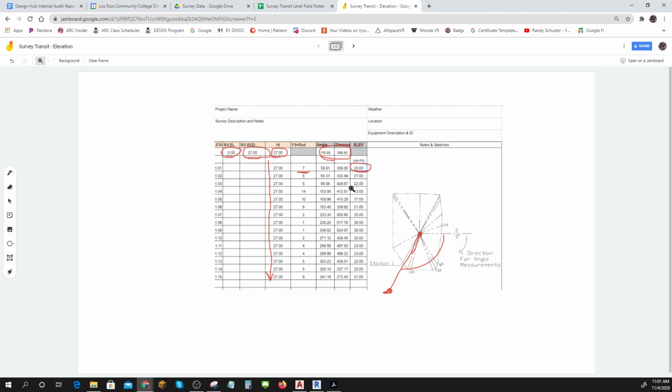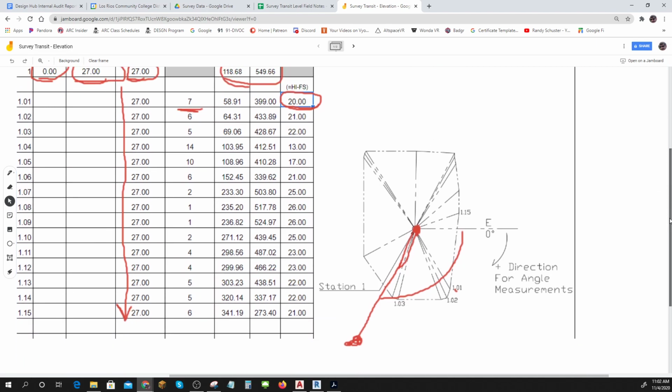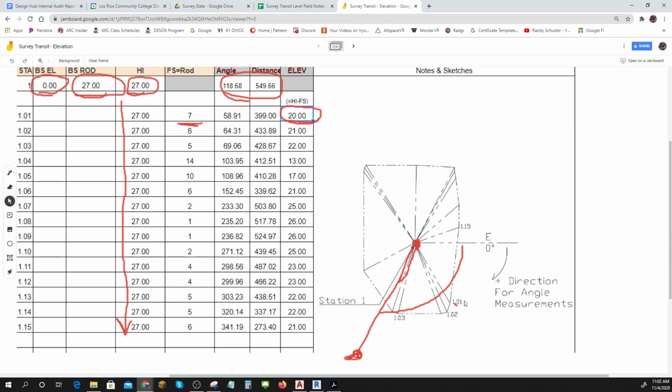Okay, so let me zoom in on that a little bit. So let's take a look at that again. Let's look at my 1.02, which is this point right here. The height of my instrument is 27 feet above my 00 point. And when I look at the rod, I see the number 6. From my height down to the ground is 6. So 27 minus 6 is 21.